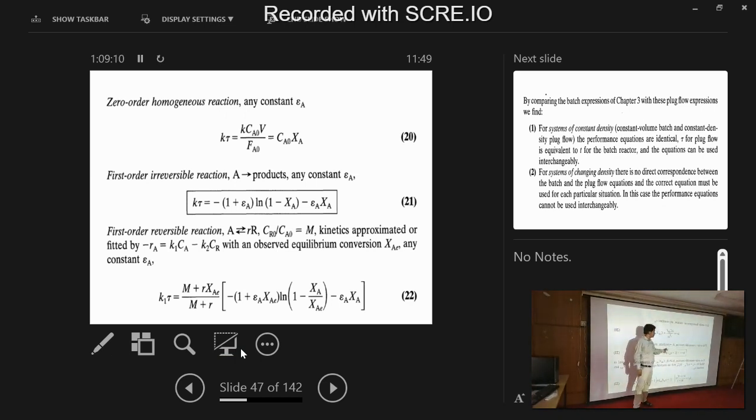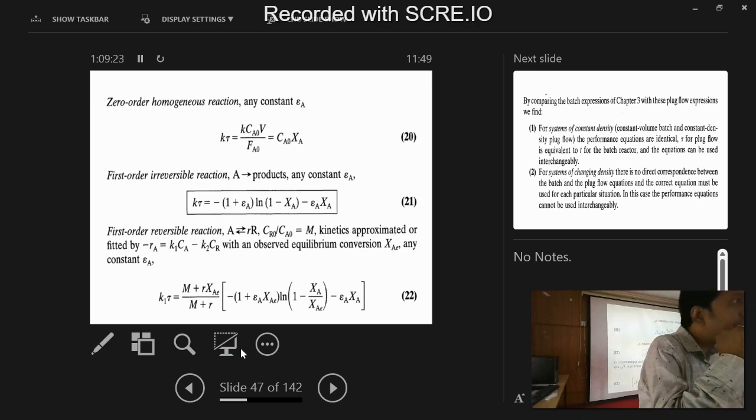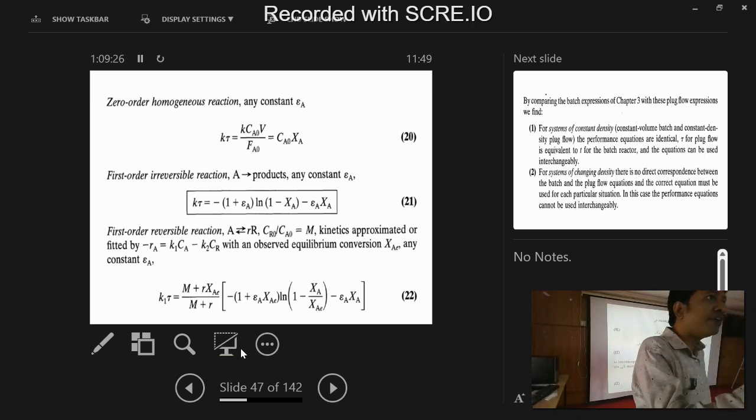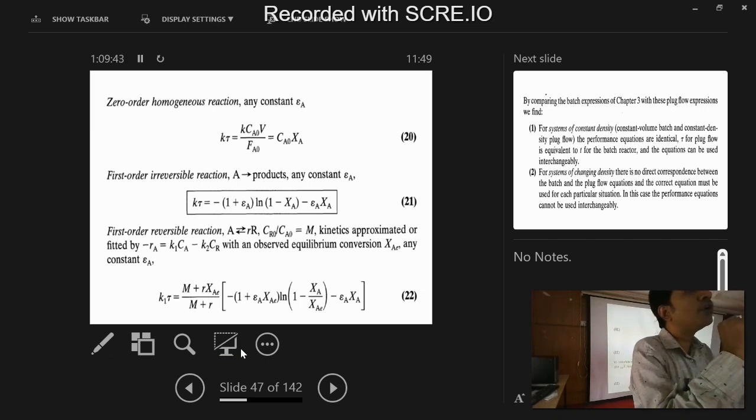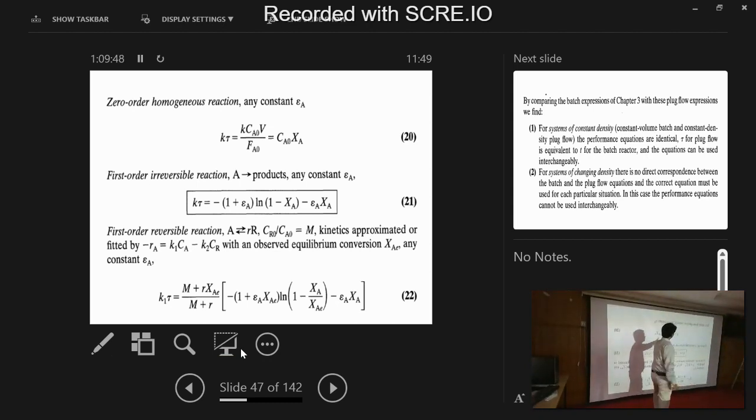If it's a variable volume, if it's a reversible reaction, see in CRE, more often in the end exam, they will ask problems. But for any examiner, if he is not interested in problems, he will ask derivations. Simply the first question: in a plug flow, derive the performance equation for zero order reaction. That means you have to end up here.